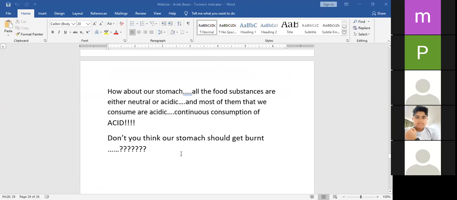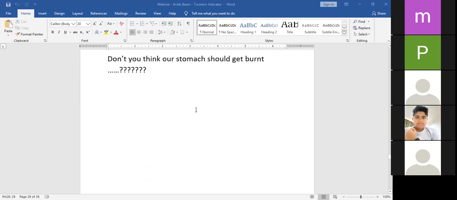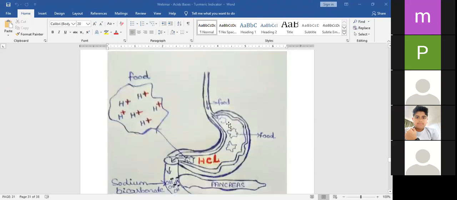So this is the last thing that we'll be talking about in this, the stomach. So here I have this picture. All the food that we have, in fact, nature is designed in such a way that it only benefits us. In the stomach, you have hydrochloric acid, and the pH of this acid is very low. It's around 1.5 to 3.